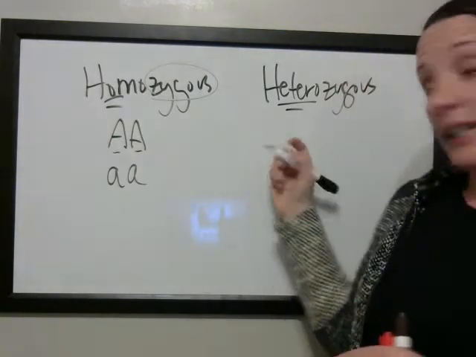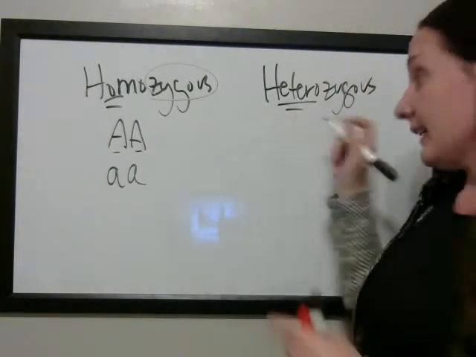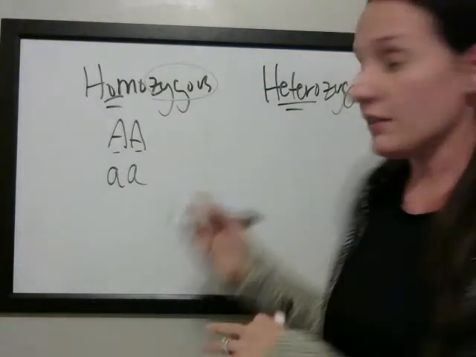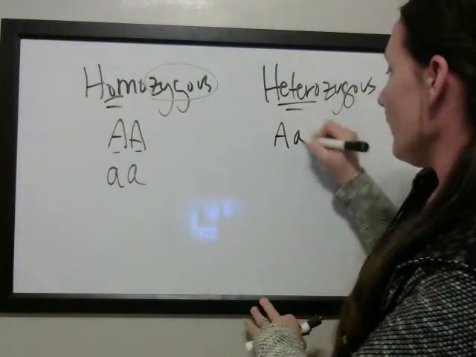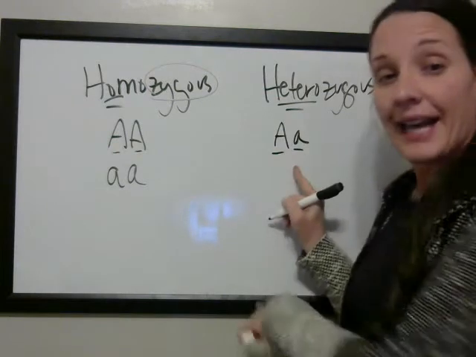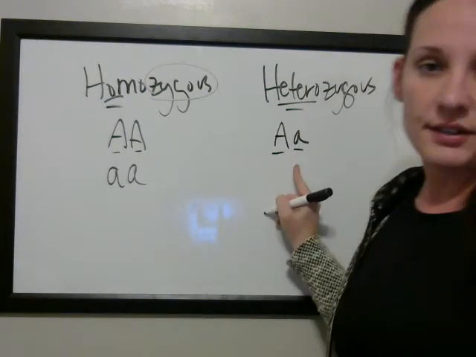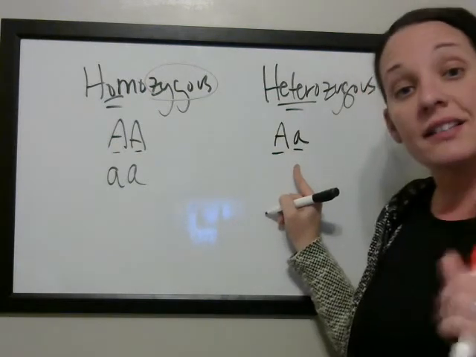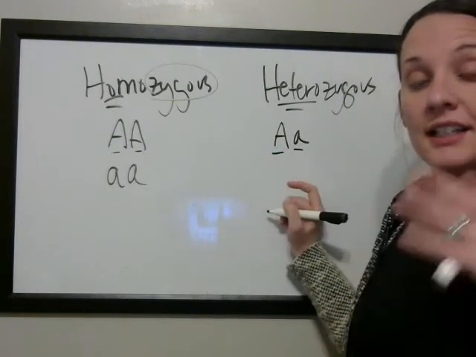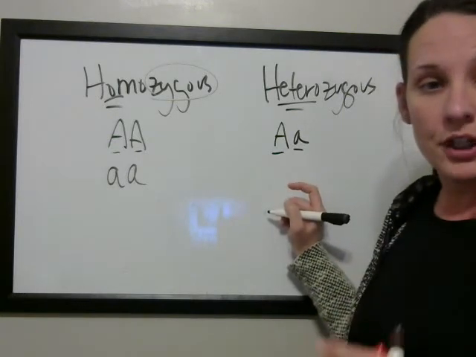Now, heterozygous. Hetero means different. Zygous still means continuation or putting together of DNA. In this case, I would have one of each because these are different. I have a big A and I have a little a. That is going to be a heterozygous individual. When you look at these allele types, I'm going to give you an assignment. You're going to have to work through these terms for me.